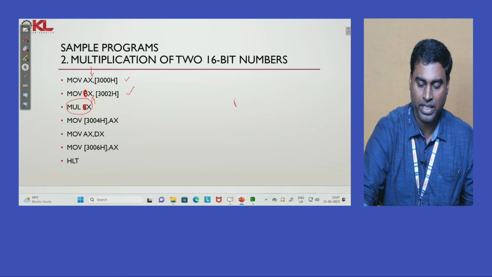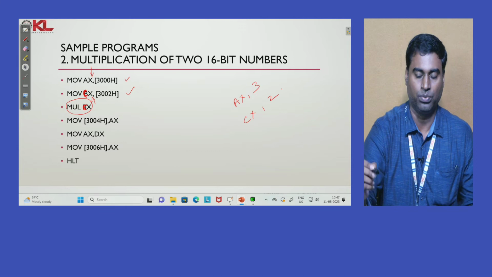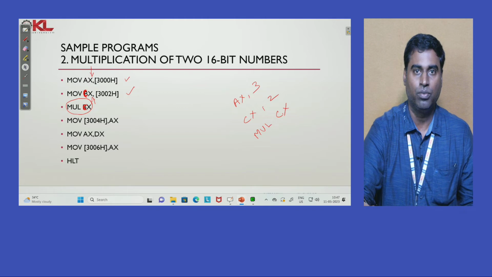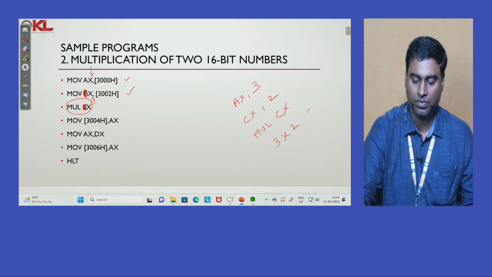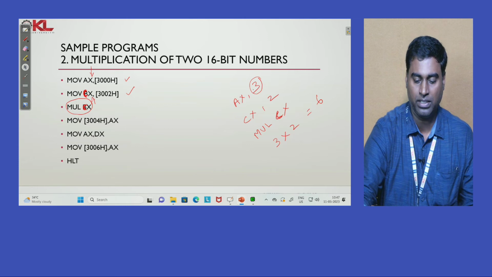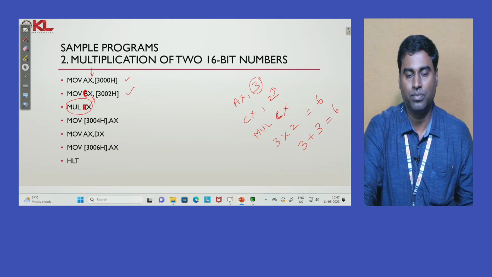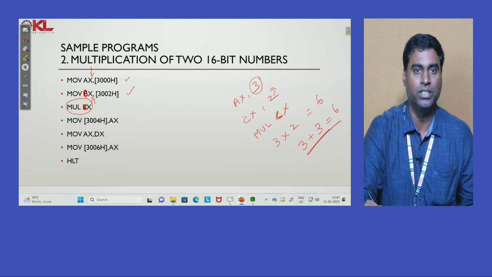So in AX I am moving data 3. In CX I am moving 2. Normally, if you use multiplication with CX, what will it do? 3 into 2, that is 6. Here the logic is that this is a count register. So the value available in the accumulator, 2 times we have given, so if you add 2 times, you will get the result. That is the logic the processor will follow.